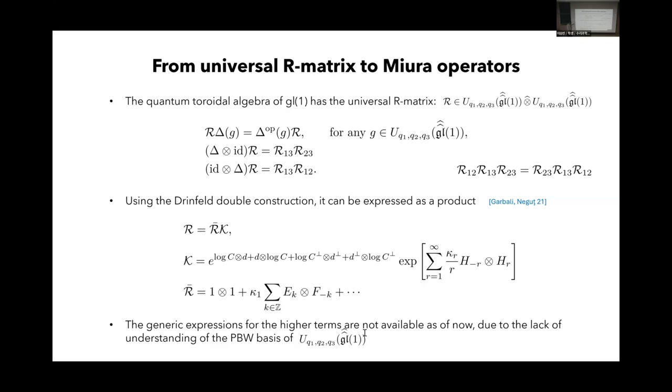And the point is that some facts are known about this universal R matrix. In particular, it has this factorized form where R is R bar K. K involves only the Cartan parts, and R bar has some expansion in degree. I have written the first two terms. But generic expressions in terms of these E and F generators are not available because of the difficulty of which basis I'm expanding.